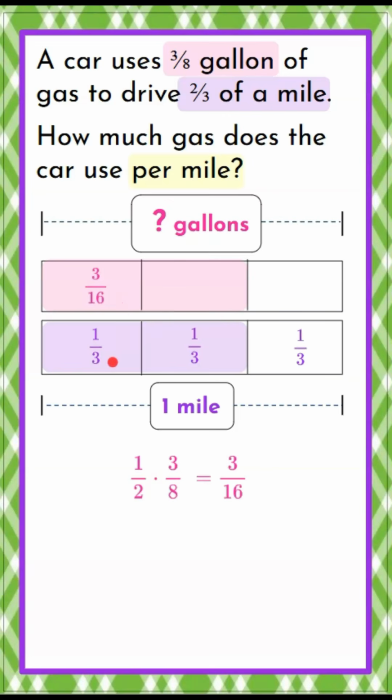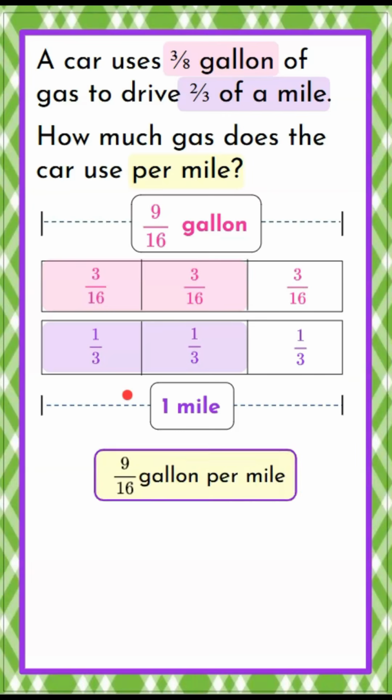So 3/16 and 1/3 of a mile, 3/16 and 1/3 of a mile, 3/16 and 1/3 of a mile. So to go the whole mile, we want to add all of these together. 3/16 plus 3/16 is 6/16 plus another 3/16 is going to give me 9/16 of a gallon to go 1 mile. So there is your unit rate using a double bar diagram.